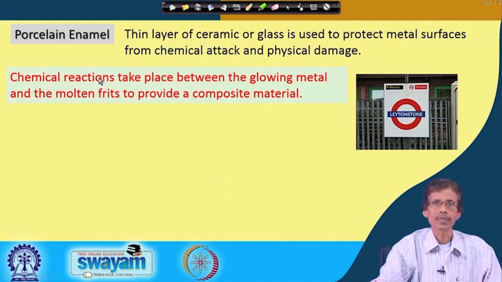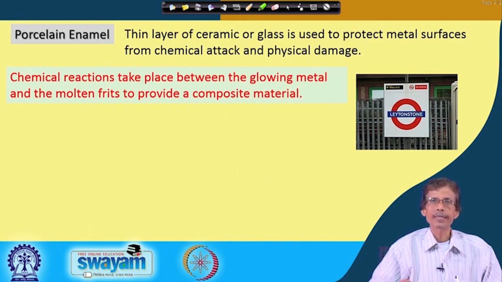That is why we are considering these as typical inorganic industrial reactions. A chemical reaction can take place between the glowing metal, that is, at a high temperature you have the glowing metal surface, and the molten ferrites. That means the powder which can give you the ferrite material, the sintered bed material, the fine particle materials of the ceramic type or the glass type, and you can get this as the molten ferrite and provide a composite material.